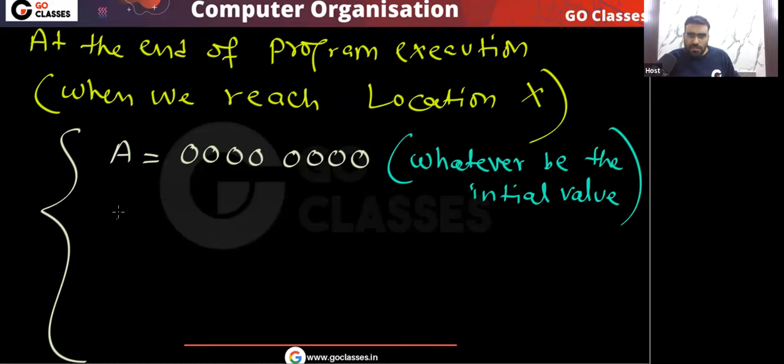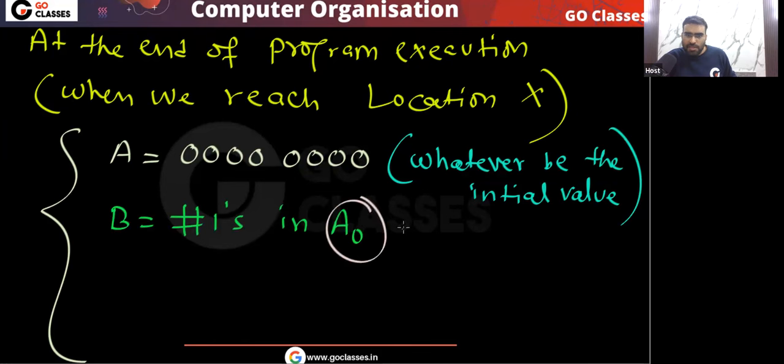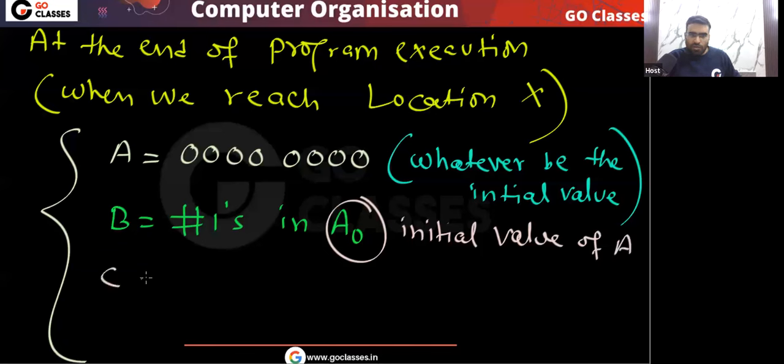What is the other thing? What will be the value of B? That will be the number of ones in A, in the initial value of A, or I can say A0. Initially, A0 means the initial value of A. What will be the value of C? At the end, C will become 0. So these are the things.